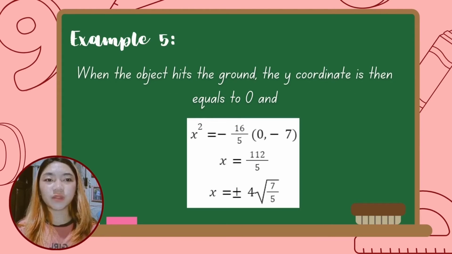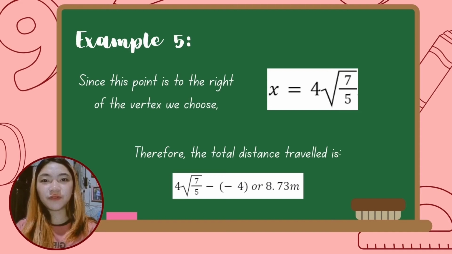When the object hits the ground, the y coordinate equals 0, and x squared equals negative 16 over 5 times 0 minus 7. x squared equals 112 over 5. x equals plus or minus 4 square root of 7 over 5. Since this point is to the right of the vertex, we choose x equals 4 square root of 7 over 5. Therefore, the total distance traveled is 4 square root of 7 over 5 minus negative 4, or 8.753 meters.